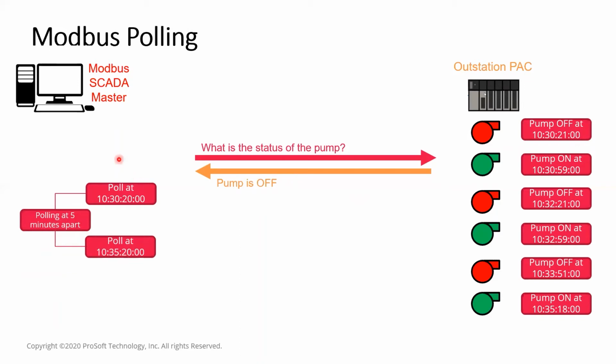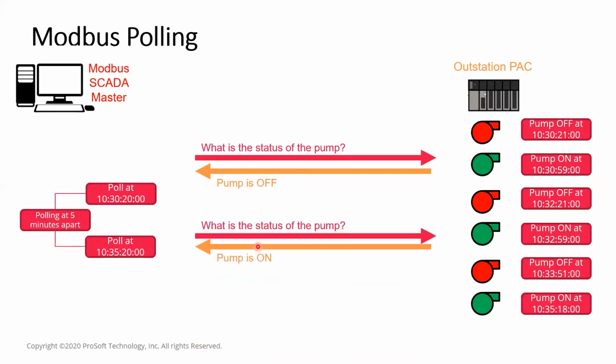10:35:20, the master initiates another poll to the outstation, asking again, what is the status of the pump? And this time, if you look at the time, it would return that the pump station is on, that the pump is running. So in between these 5 minutes, the pump has gone on and off a couple of times. You don't know about that.